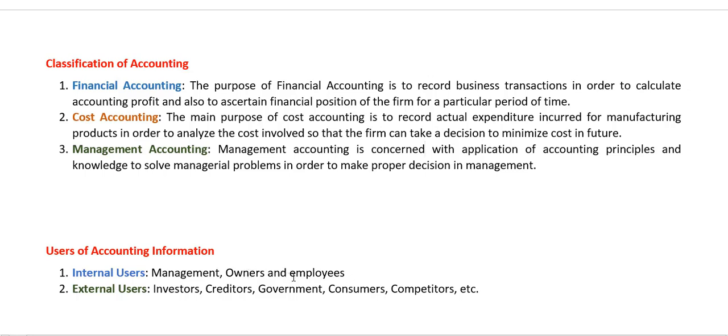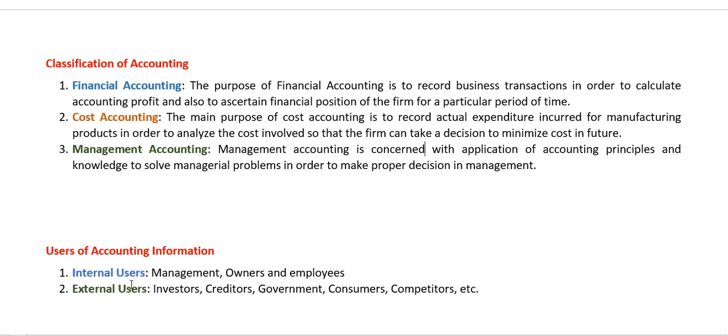And the third category of internal users of accounting is employees, because the welfare of employees is dependent upon the performance of their employer or the company. So in order to know how their company is doing, they are also interested in knowing the accounting information about their companies. So the second type of users of accounting information are external users.